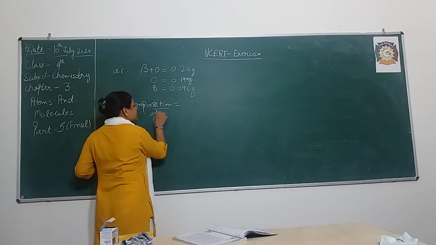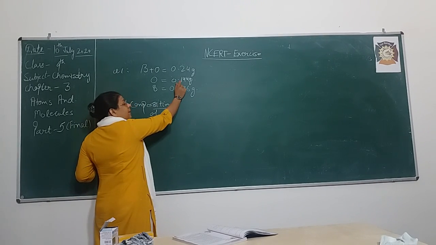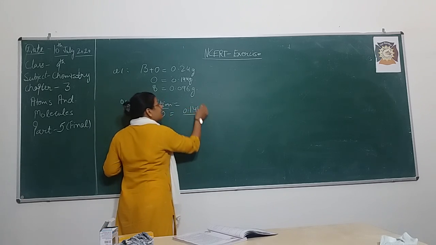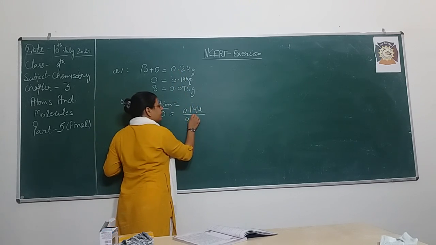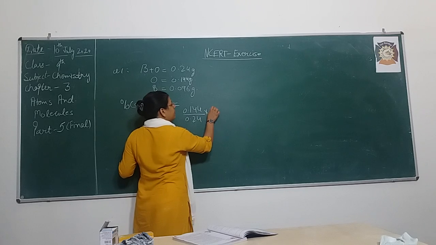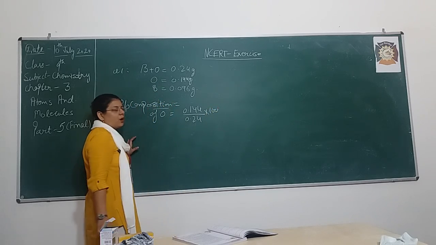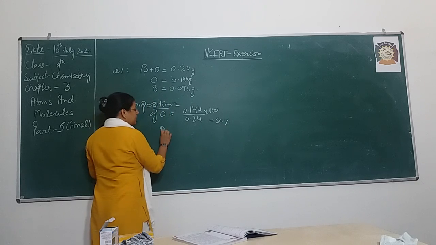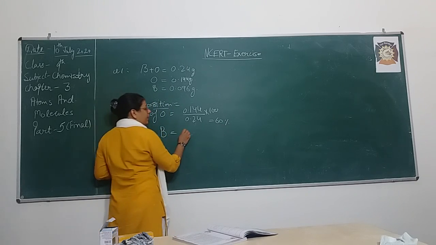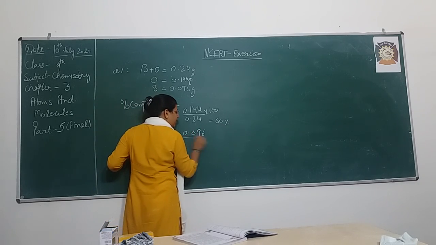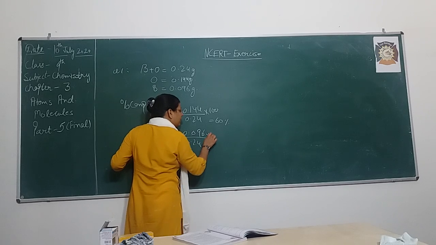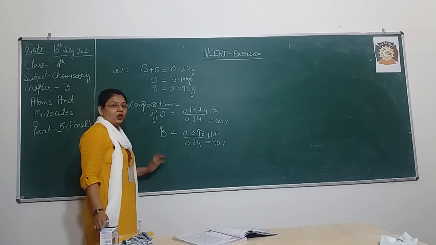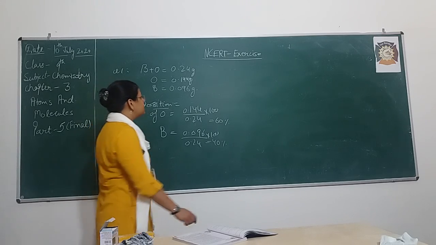Percentage composition, firstly of oxygen: mass of oxygen divided by total mass of that compound, into 100. That is your percentage composition. The answer is 60%. Similarly in the case of boron, weight of boron divided by the weight of your compound, into 100, and the answer is 40%. So this is your first question, and a very easy one.